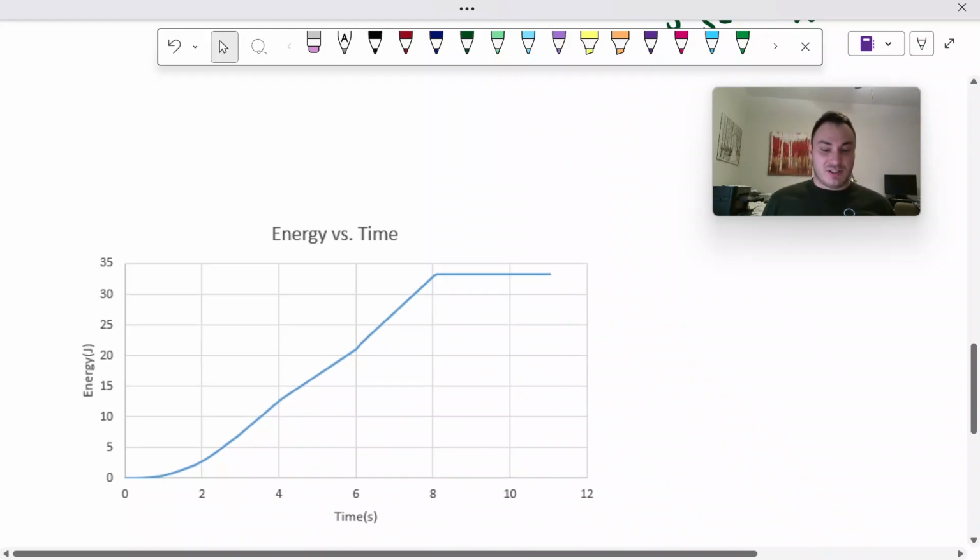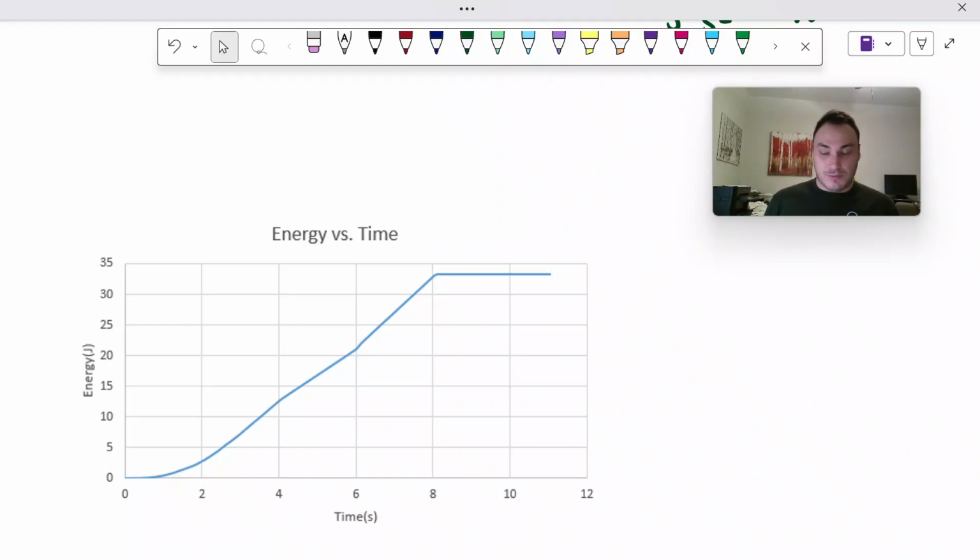Energy versus time. So again, let's just run through the three things. What does the graph tell me? We can get energy and we can get time from this graph. Maybe we want to know what the final energy is. Maybe we want to know at what time the energy is 20 joules. I don't know. There's no question associated with this, so we're casting a wide net and seeing what this graph could give us.